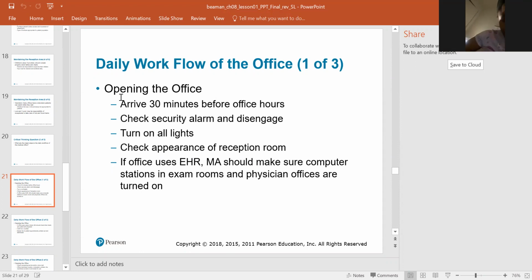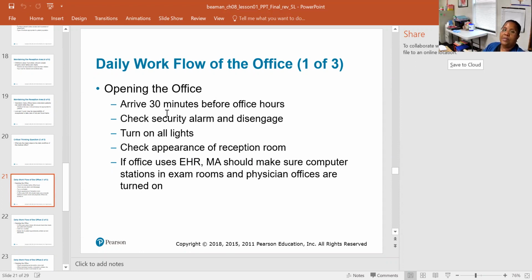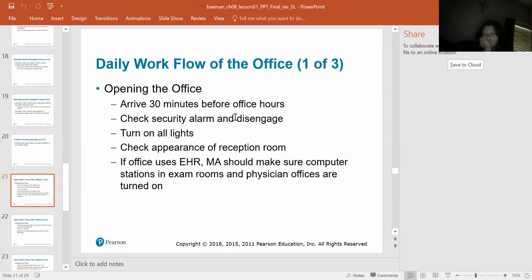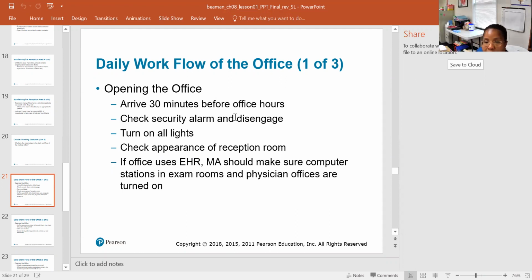Okay, well, let's look at opening the office. Arrive 30 minutes before the office hours. If you have to be at work for 8 o'clock and you show up at 8 o'clock, guys, you are late. Do we understand that concept? Yes, ma'am. Check the security alarm and disengage it. Turn on all lights, check the appearance of the reception room.